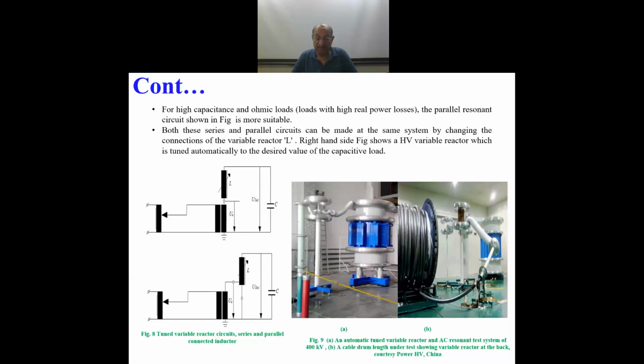And B is a cable drum length under test, showing the variable reactor at the back. So cable drum, you can imagine, very thick cable offering very large capacitance, and the test transformer connection, as you see it in this figure 8. The tuned variable reactor circuits, series and parallel capacitance cancelled inductor.